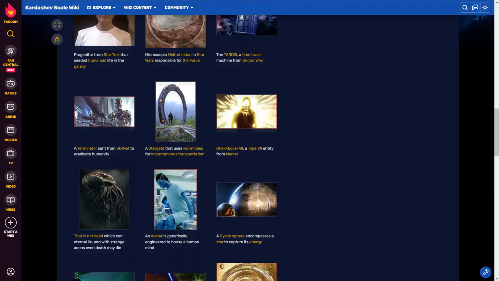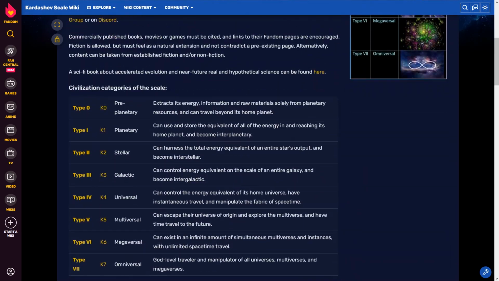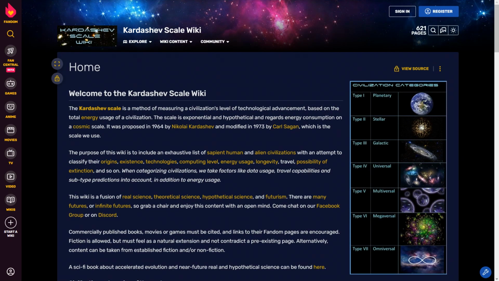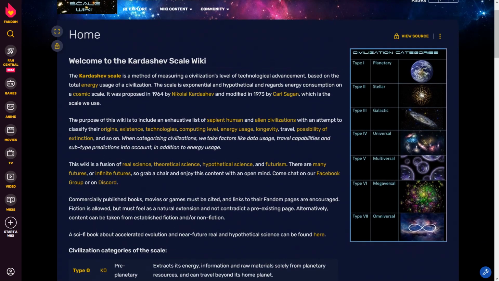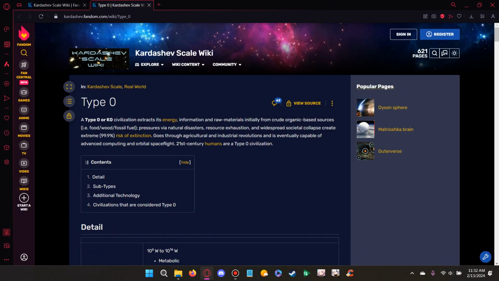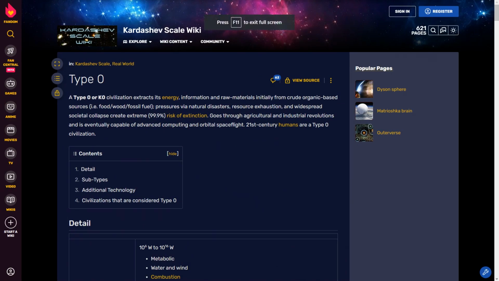Okay, so, seeing the things that are in here, I think I understand now why they specified the fandom wiki and not Wikipedia. Because Wikipedia would probably just explain the concept, but this seems to be people talking about the concept in both realistic and unrealistic ways. So I guess let's check out Type 0 then. As I remember that Opera GX does not let me do tabs like that. Oh, that's long.